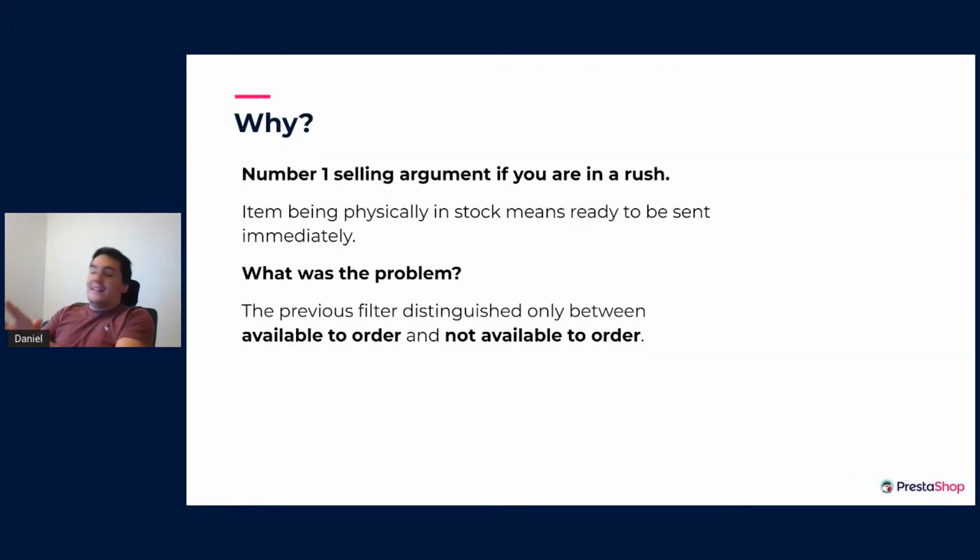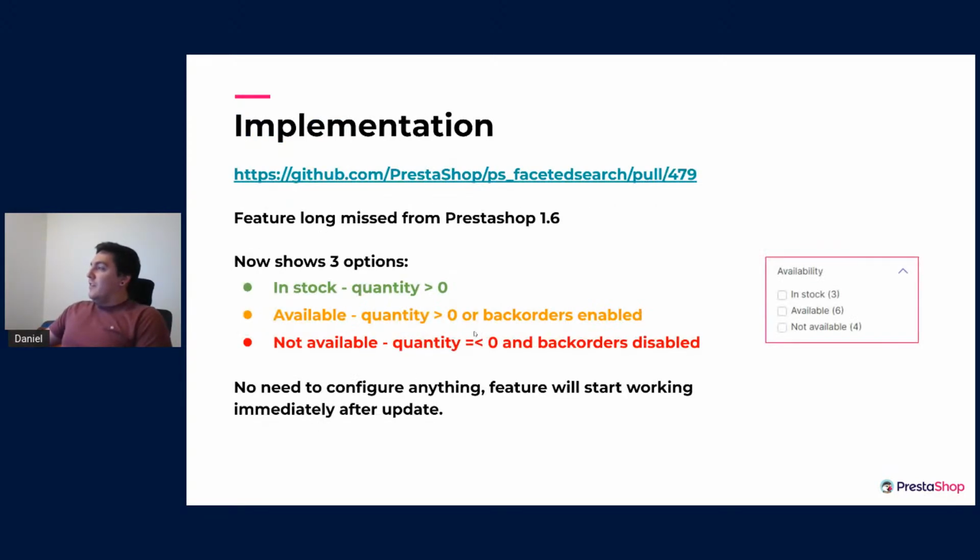At least in my country, the item being in stock is the number one selling argument for the people if the prices are nearly similar. So if you are in a rush and you want something now, you want to just filter out of the hundreds of products the ones that are in stock, and you can dispatch it immediately. And you couldn't do it before because there was only an available and not available checkbox and not the in stock one.